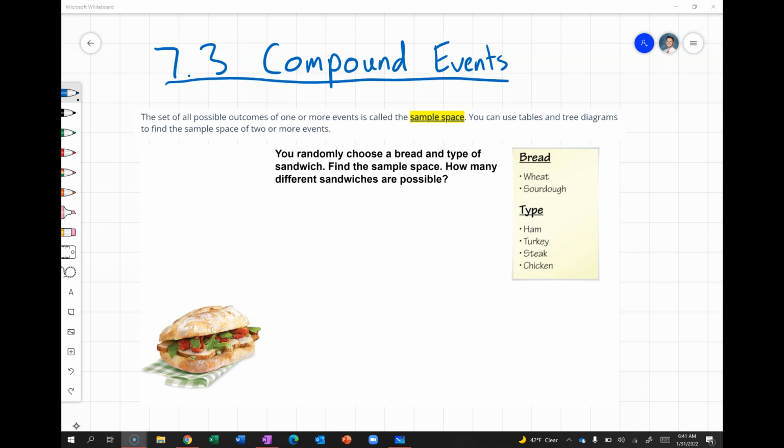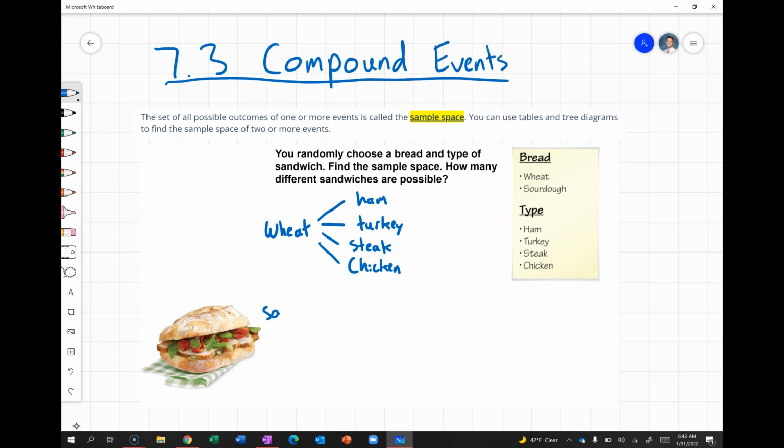So for example, you randomly choose a bread and a type of sandwich. Find the sample space. How many different sandwiches are possible? We can use a tree diagram. If my bread is wheat bread, then from that I could choose a ham sandwich on wheat, I could choose turkey, I could choose steak, or I could choose chicken. So there's 4 sandwiches there.